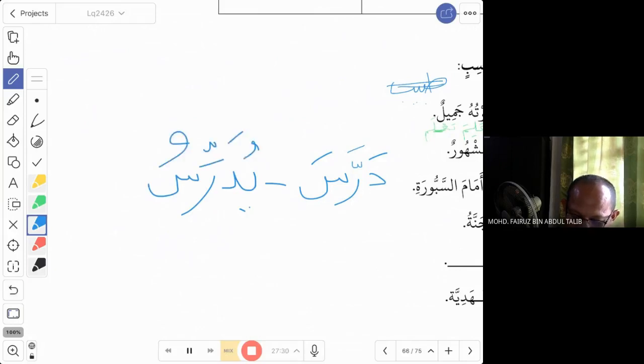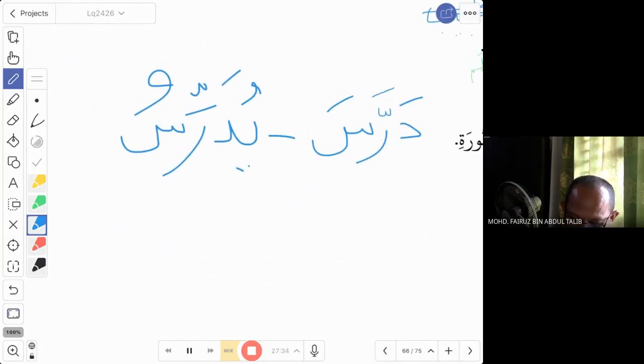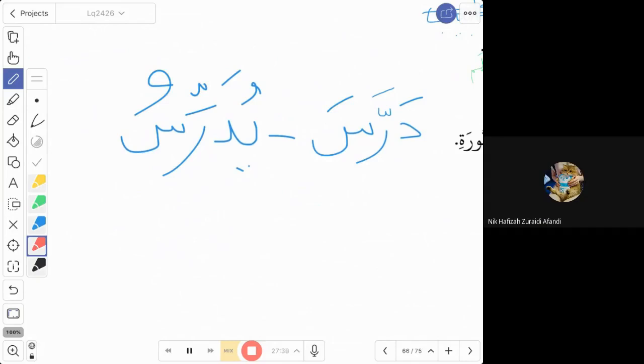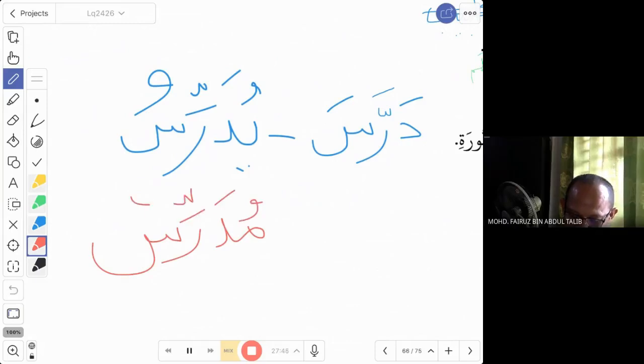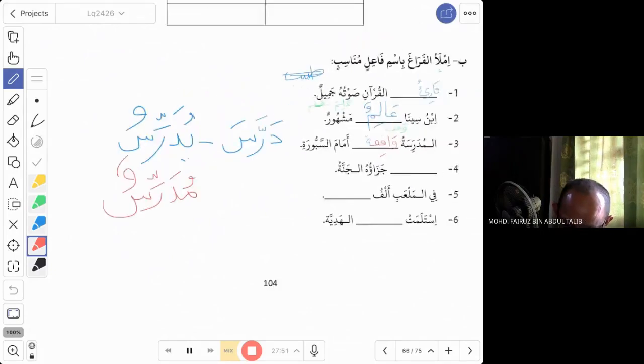So what is the person? What is the isim fa'il to perform yudarisu? Mudaris. Mudarisun. Yes, that is why we call a teacher mudarisun. Because why? Because she is the one who yudarisu. Can you put the word mudarisun in the jumlah?